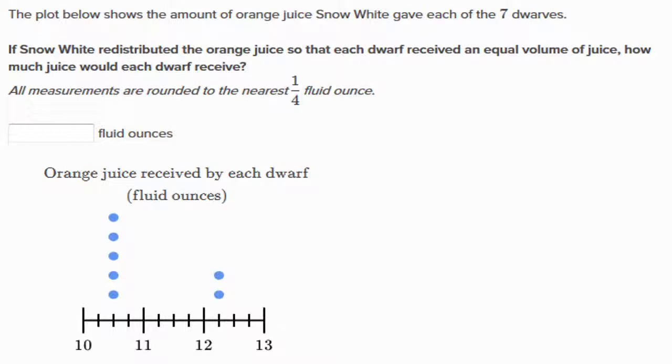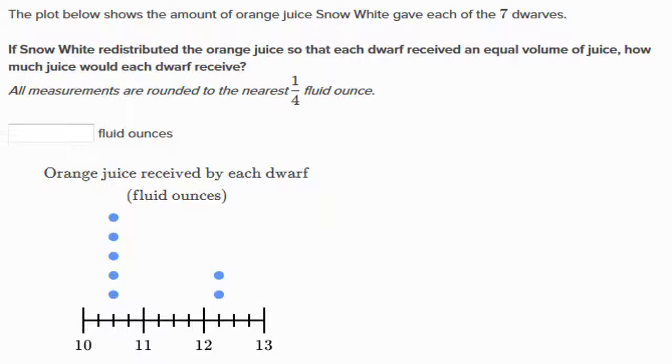Alright, now let's look at a different style problem. The plot below shows the amount of orange juice Snow White gave each of the 7 dwarves. If Snow White redistributed the orange juice so that each dwarf received an equal volume of juice, how much juice would each dwarf receive? Now in this one you can see it's saying that all of the measurements are rounded to the nearest quarter fluid ounce.